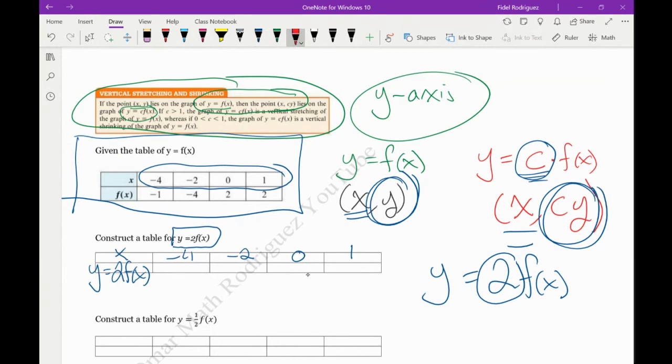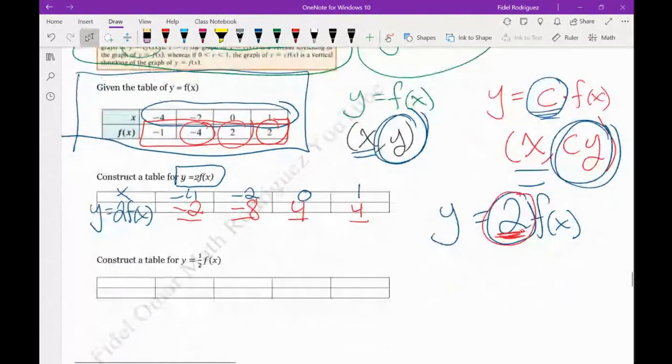Now, the way I'm going to end up with these numbers here is I'm going to take each of those numbers, and we're going to multiply them each by 2. So -1 times 2 is a -2. -4 times 2 is a -8. 2 times 2 is a 4. And 2 times 2 again is also 4. And so now we made a table that we were asked to find, right? So again, guys, the reason why I did that is because we're multiplying it by the number that we have over there, okay?